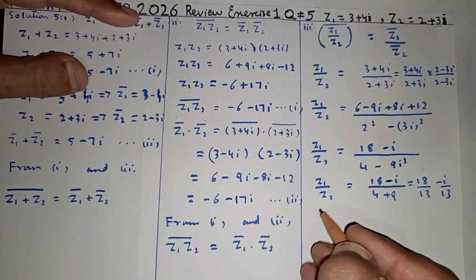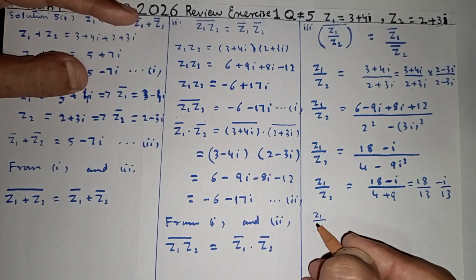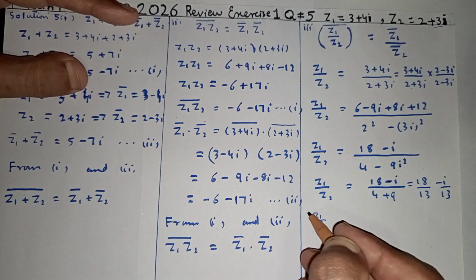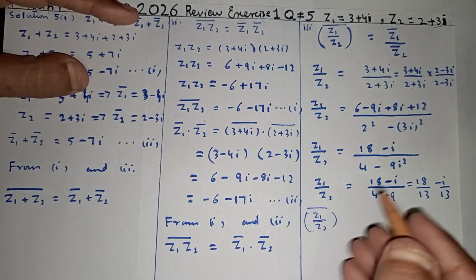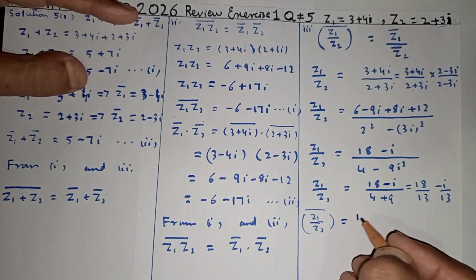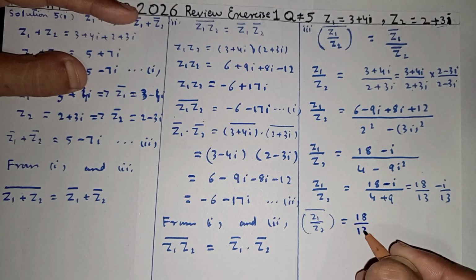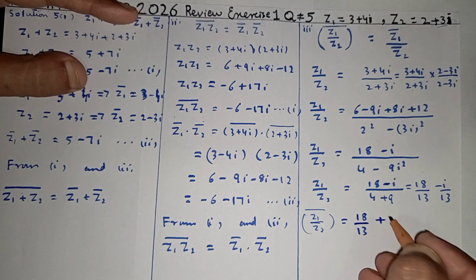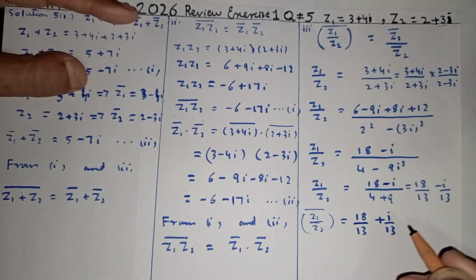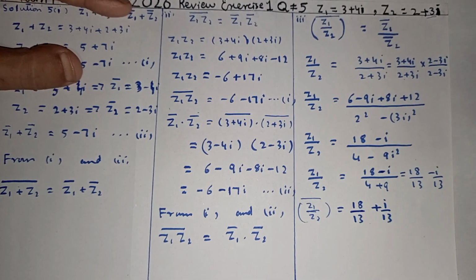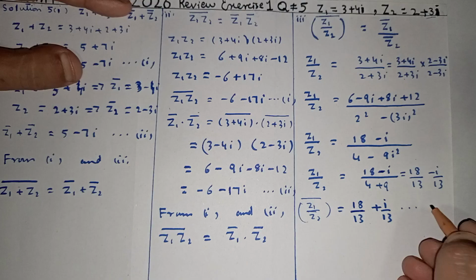Now take its conjugate. Z1 divided by Z2 all conjugate is equal to 18 by 13 plus iota by 13. This is equal to the equation 1.